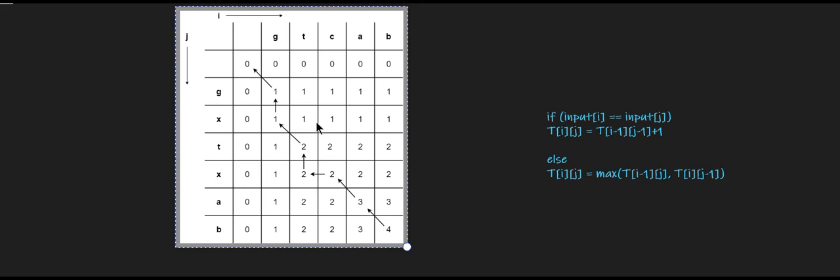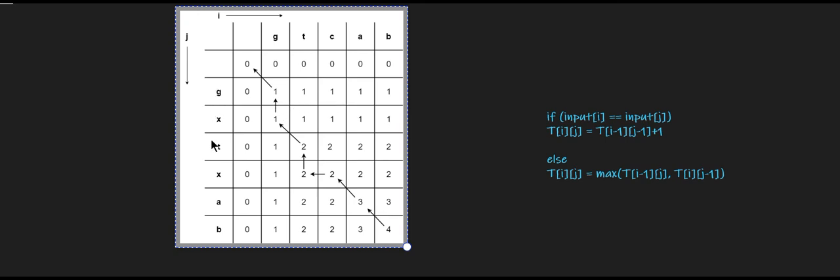So now again we go with GTCA and GX. Again we get 1 as the cell entry because the maximum of 1 and 1 is 1. Similarly, when we compare GX with GTCAB, that is the whole of the first string, we get 1. Next we move on to the next row.